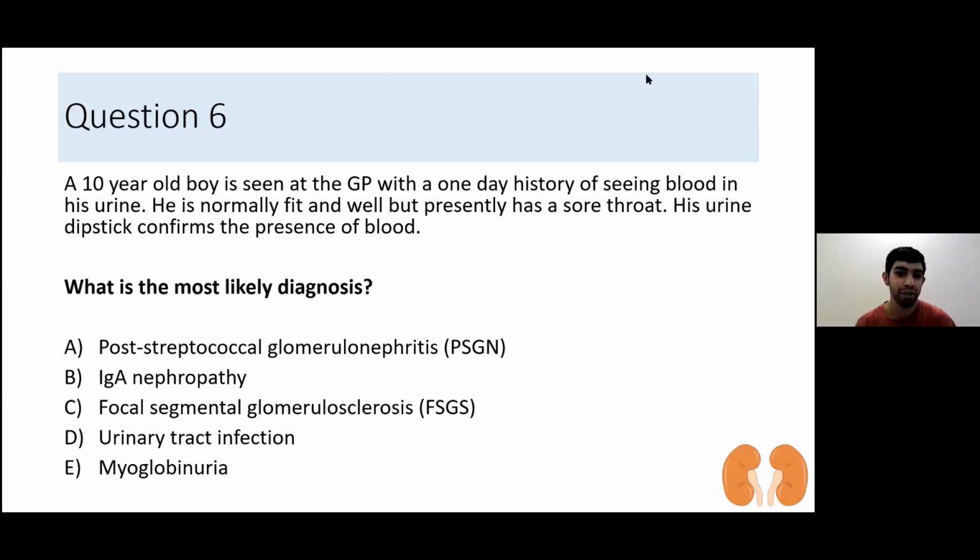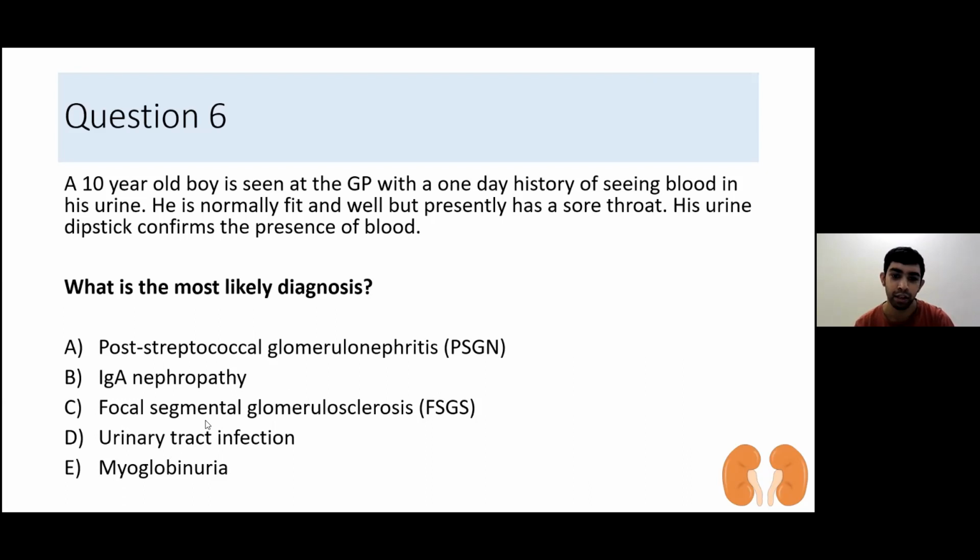Okay, we've got pretty much a 50-50 split between A and B, and that is precisely the split I'd have expected. So they've got some sort of glomerulonephritis. They've got blood in the urine. Now, just to talk about the other options.